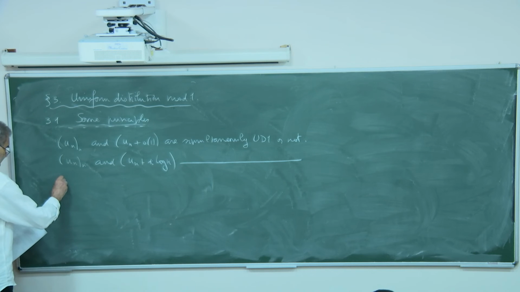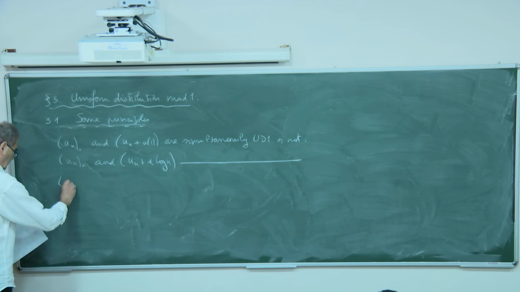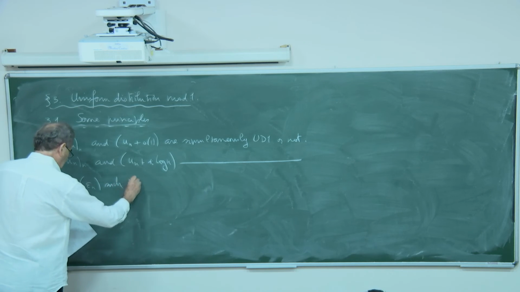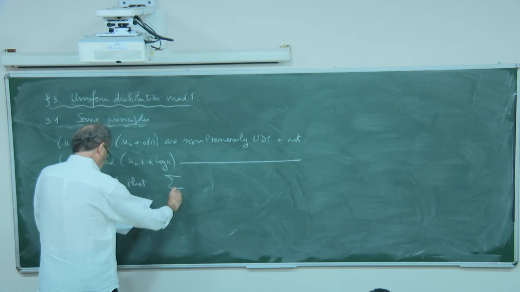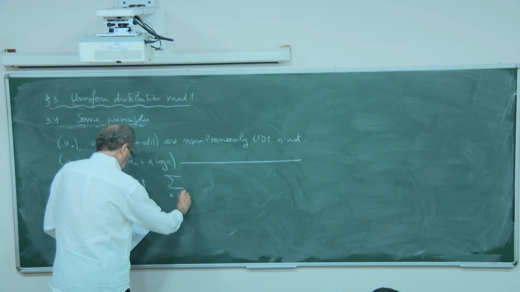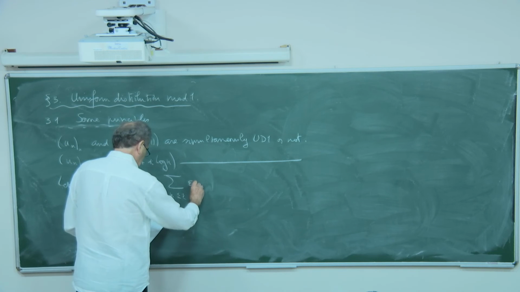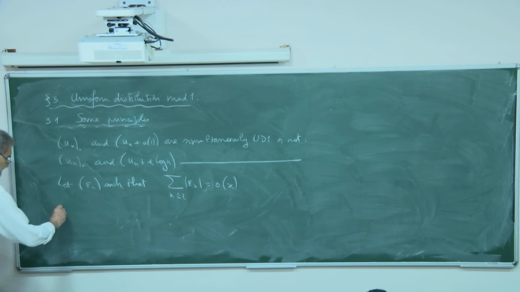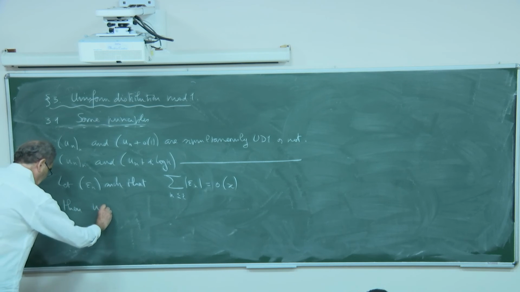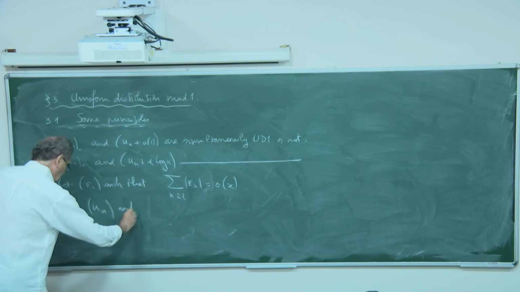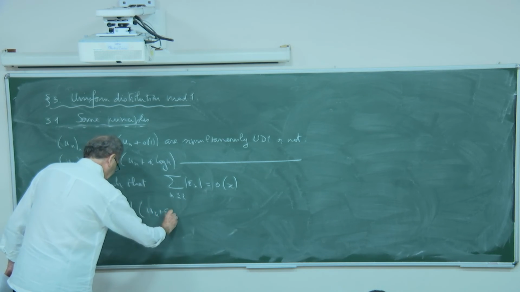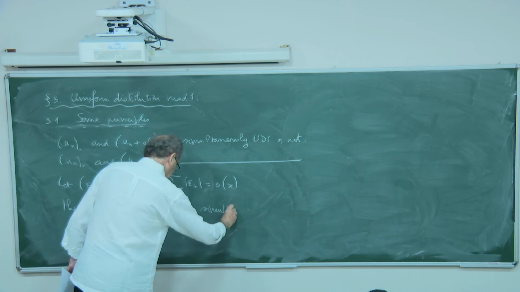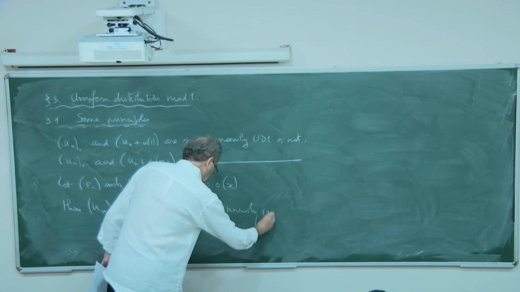Okay, let epsilon n be a sequence such that the summation over n up to x of epsilon n is little o of x. Then u n and u n plus epsilon n are simultaneously UD1 or not.